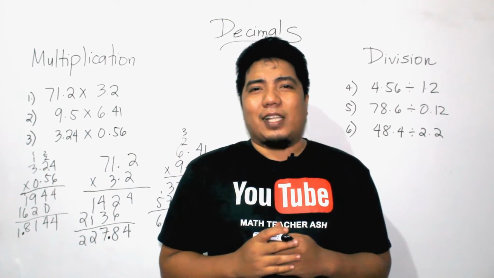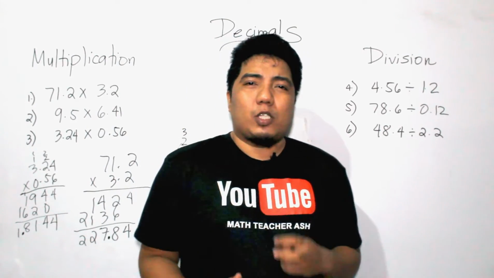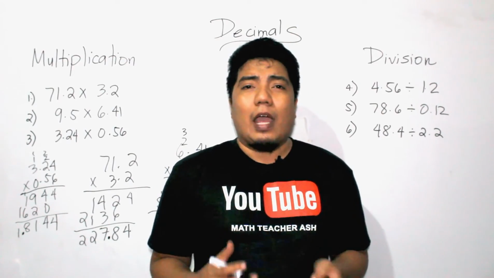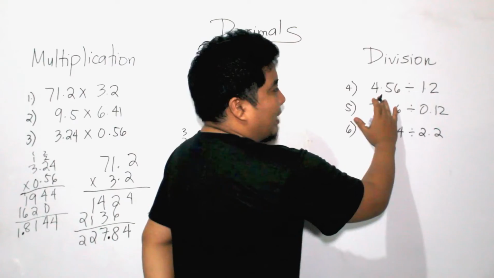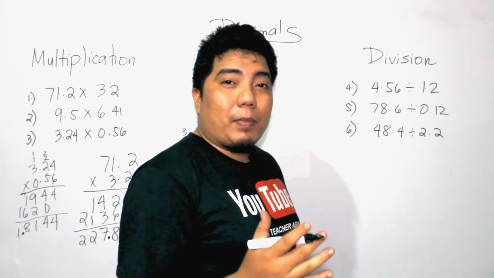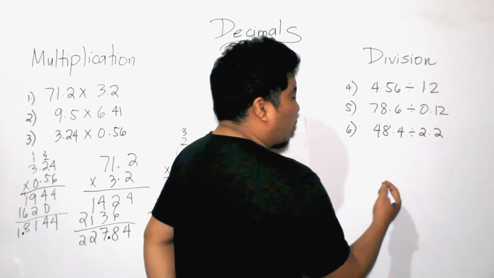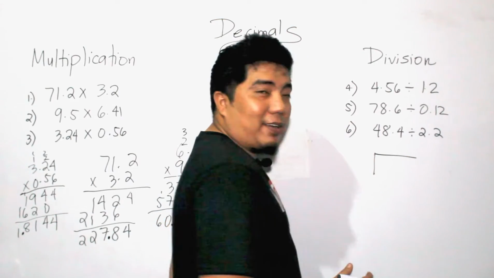How do we divide decimals? In dividing decimals, we will apply the long division. How is the long division done? So this is 4.56 divided by 1.2. So what we will do is we make this.